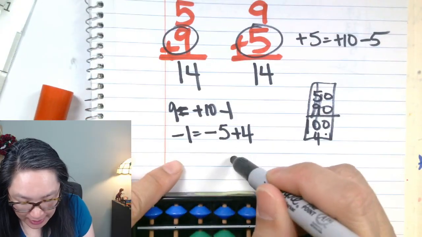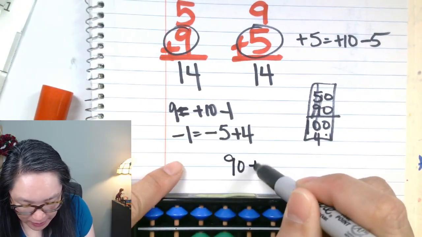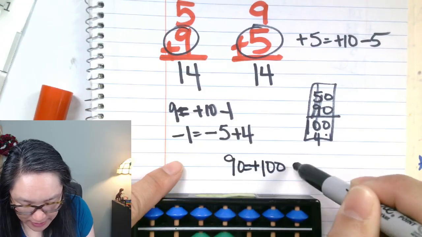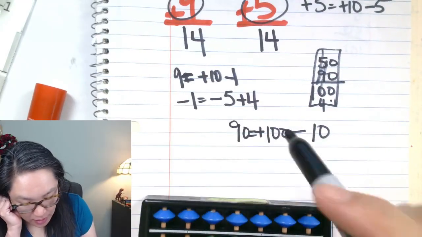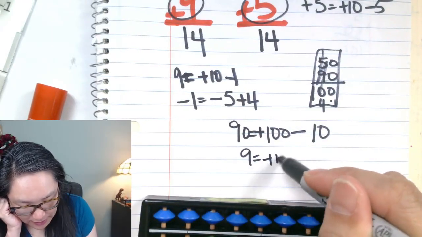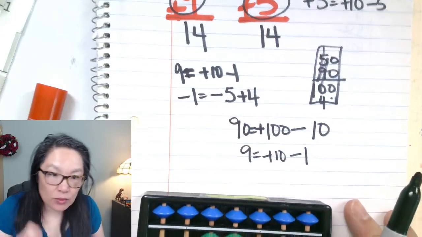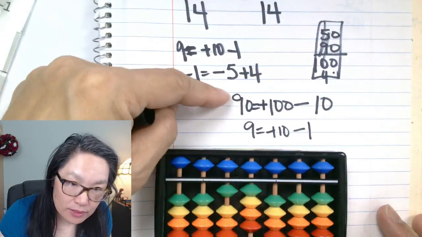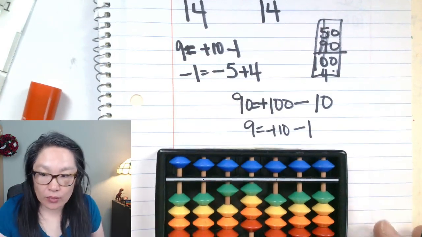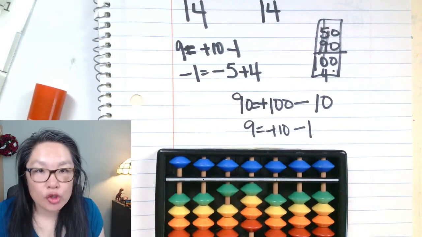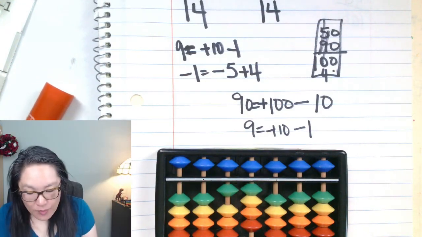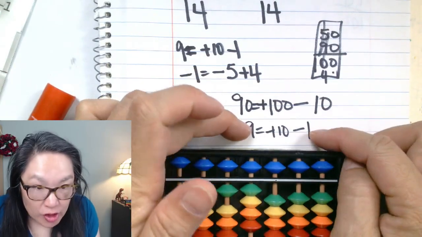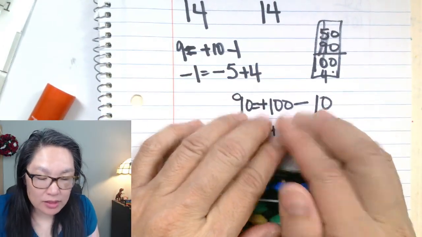We do not say 90 plus 100, minus 10. We don't say that. What we say is 9 is equal to plus the 10 minus the 1. We don't do the other because then it gets complicated, and Abacus is not about that. We want to strip away the complications. We take it into manageable chunks. This is a manageable chunk. That is not, because it's just too much.